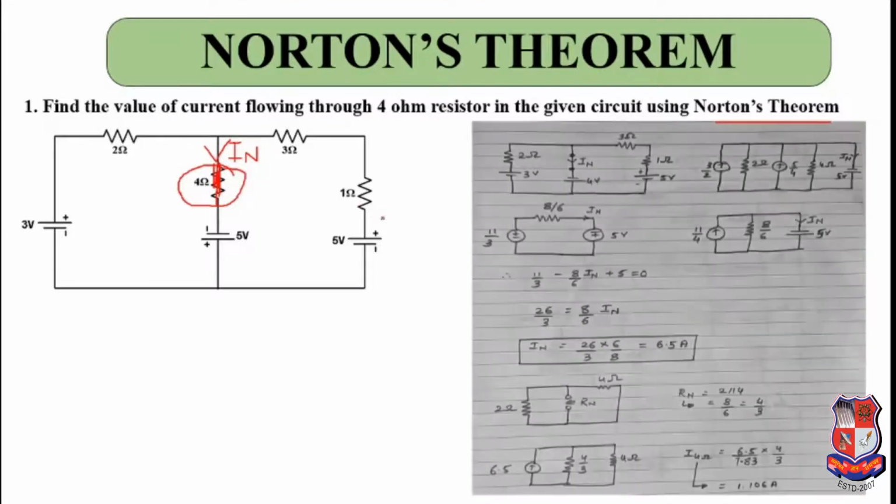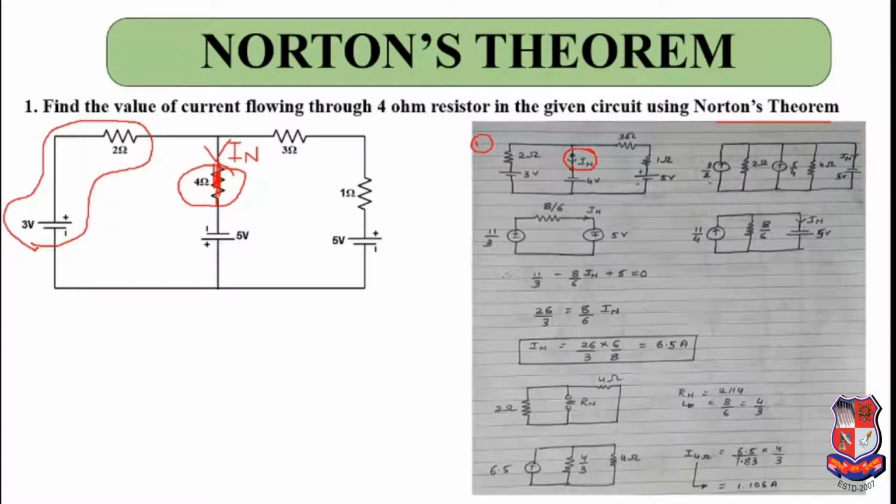So the solution will be in this way. First you need to short circuit the load to find Norton's current. This is your first step. Second step, you need to find Norton's current. So how do you find Norton's current? You need to solve this circuit. Over here you can see this voltage source is in series with this resistance.